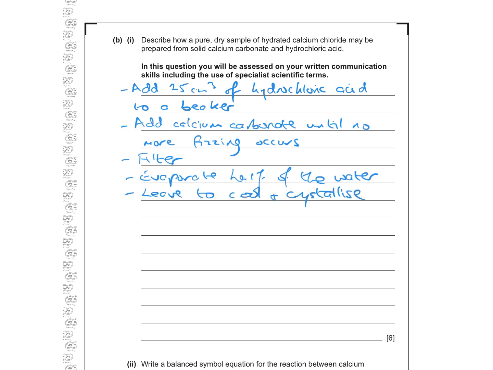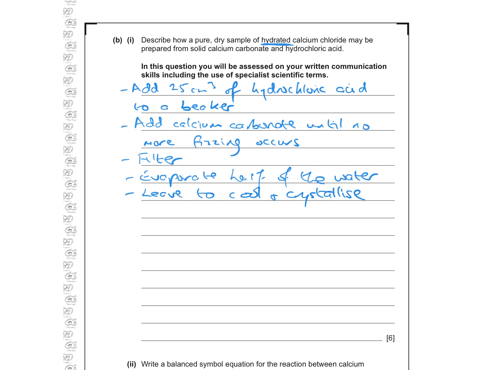And the reason we leave it to cool and not just continue to heat it, is because we want hydrated calcium chloride. If this is heated too strongly, the water of crystallization would be driven out of the crystals. So you wouldn't end up with hydrated salt. It would just be an anhydrous salt.